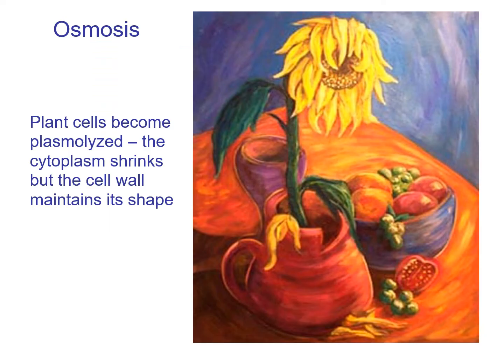And this is what a plant might look like if it's in hypotonic conditions. So plants do prefer to have these inflated, under-pressure cells because they give them support.